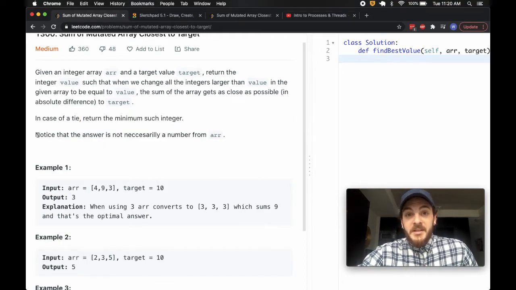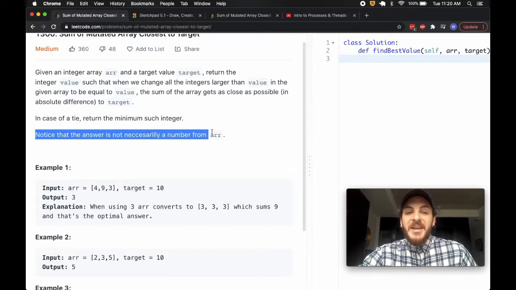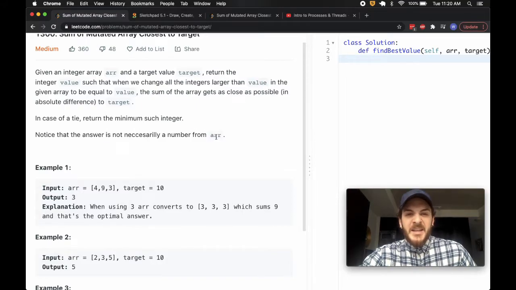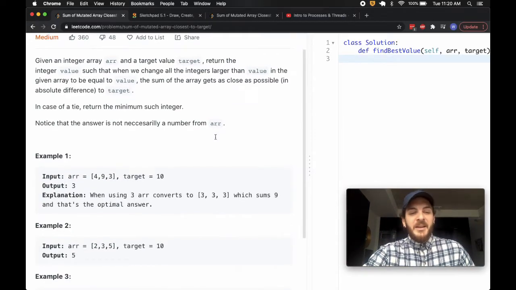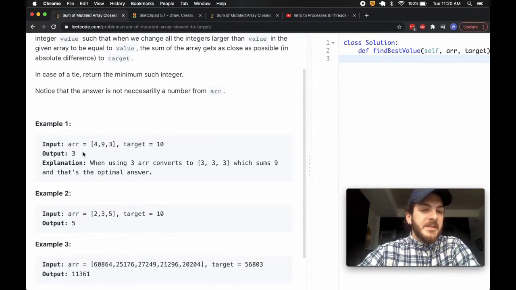And what I'd argue is the hardest part of this question is to notice that the answer is not necessarily a number from the array itself. We'll see that they don't really give a good example of that here, but we'll walk through an example and see where that happens.